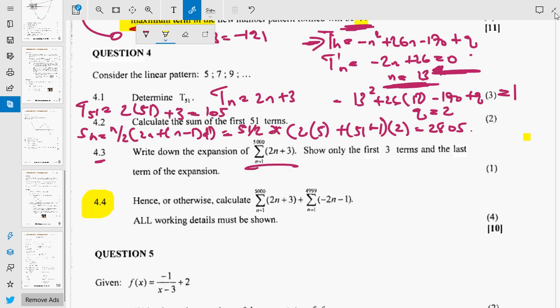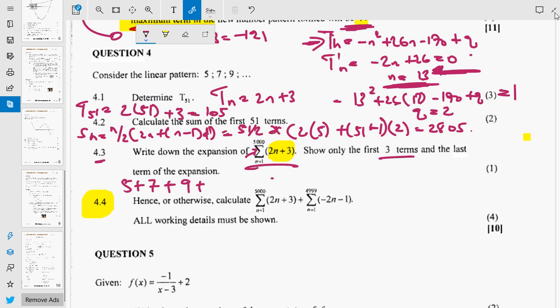So if I substitute 1 into this formula, I am going to get 5. If I substitute 2, I'm going to get 7. Obviously, I have to add because I have a sigma notation. If I substitute 3, I'm going to get a 9. Now, they say the first 3 and the last term. So they're saying show only the first 3 terms and the last term of the expansion.